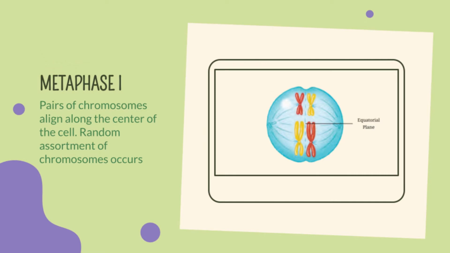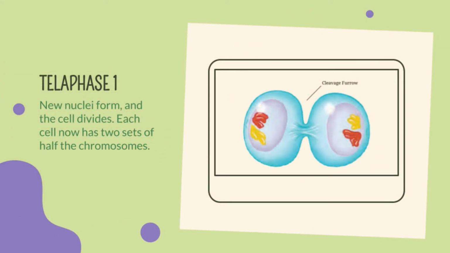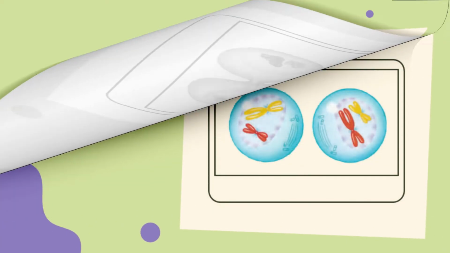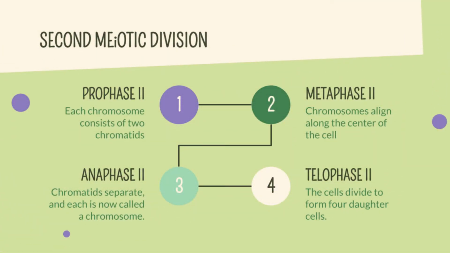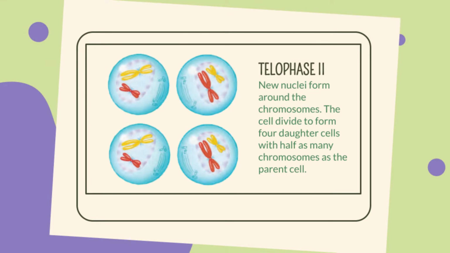Next is metaphase 1, where pairs of chromosomes align along the center of the cell. And then, the pairs of chromosomes are separated to each side of the cell in the anaphase 1. When meiosis 1 is complete, new nuclei form and the cell divides. Each now has two sets of half the chromosomes. Meanwhile, meiosis 2 repeats the entire process, now producing four haploid cells. However, the difference is there is no DNA replication, unlike in meiosis 1.